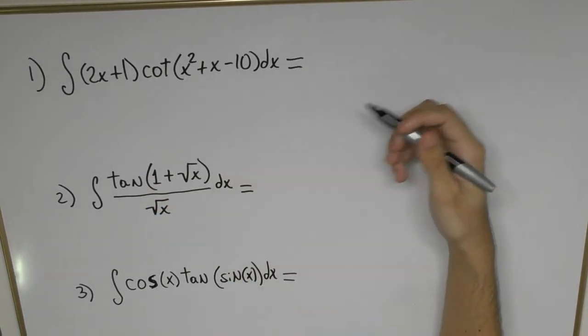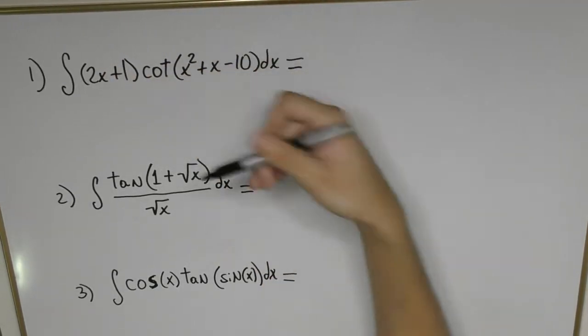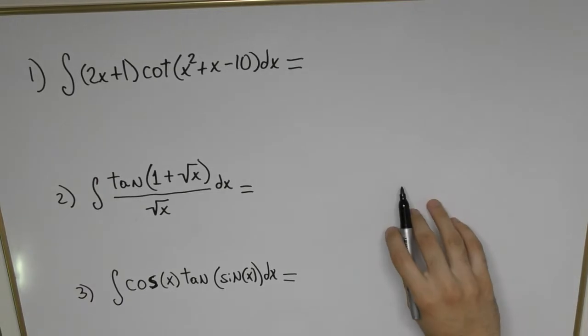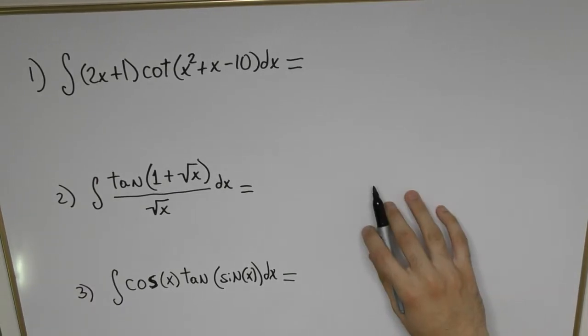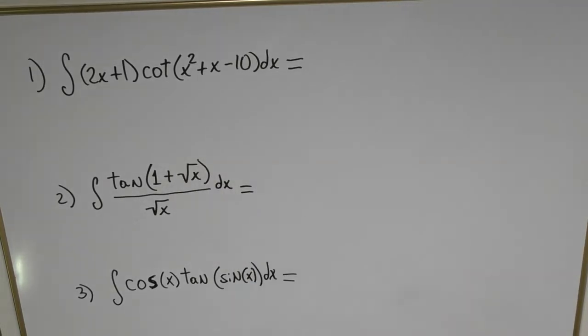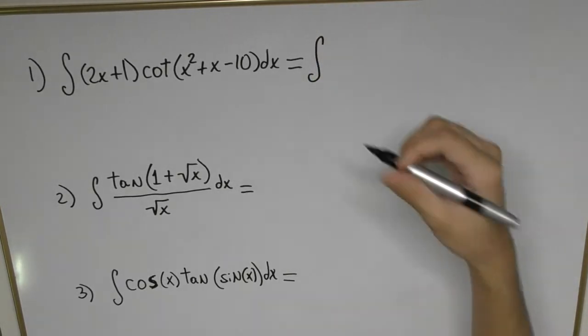Now, for the first one, we have a polynomial function here, 2x plus 1, and it is multiplying the cotangent function of x squared plus x minus 10. Now, it looks very intimidating, but the first thing we should do is change that cotangent function into things that are more familiar to us. And in this case, we're just going to change that into the following function.